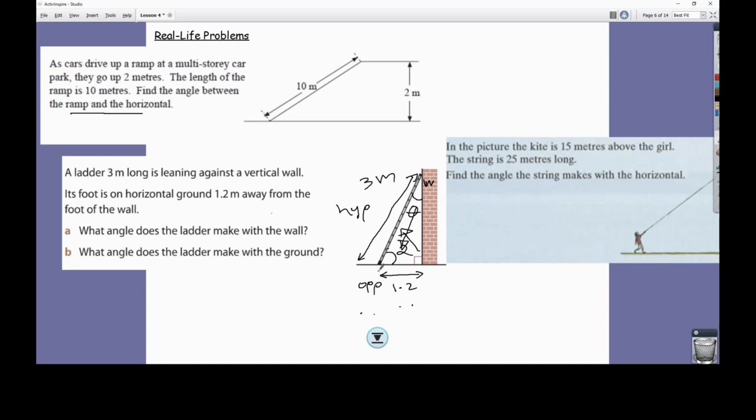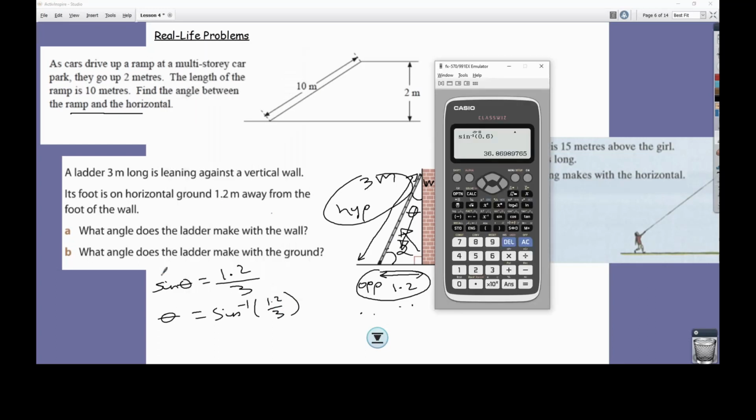So for theta, I would have the opposite and the hypotenuse, which would mean I'd have to use sine. So I could say sine theta is equal to opposite 1.2 over hypotenuse 3. Theta then, so you know, I get 12 over 30, which I can simplify. I'm just going to do it this way. Shift sine minus 1 of 1.2 over 3.